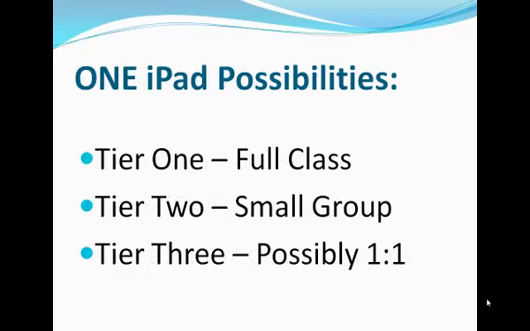Let's start with 1 iPad in your classroom. If you only have 1 iPad, either your iPad or an iPad that your school has given you, but it's the only iPad in your classroom, you can still use that in all 3 settings. In Tier 1, full class instruction, you can project your iPad up on the front screen. You can do this using a simple adapter that plugs into your smartboard or your projector, or you can plug it right into a video monitor. You can also use the $99 solution, which is to use Apple TV to broadcast from anywhere that the iPad is in your classroom wirelessly.